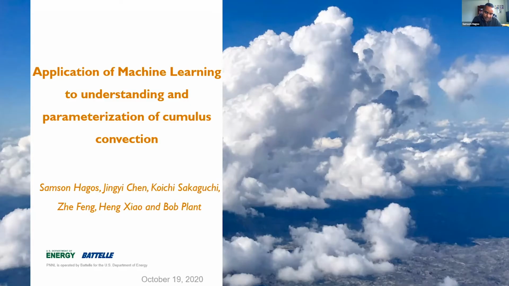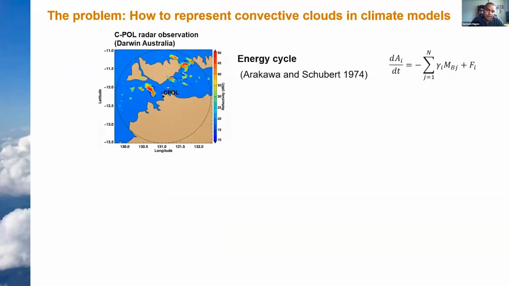Thank you, everyone. This work is done at PNNL with help from Jingyi, Koichi, Zefeng, Heng Xiao, and Bob Plant at University of Reading. The problem that we are trying to address here is a very familiar one in the convection community. That is, how do you represent a population of convection dynamics like this? This is radar observations in Northern Australia at Darwin.